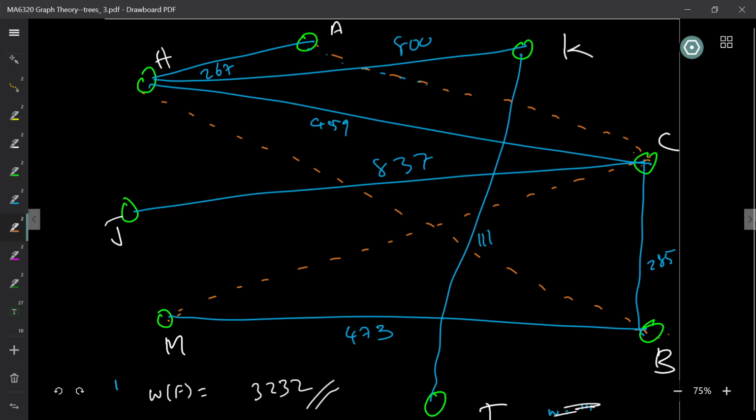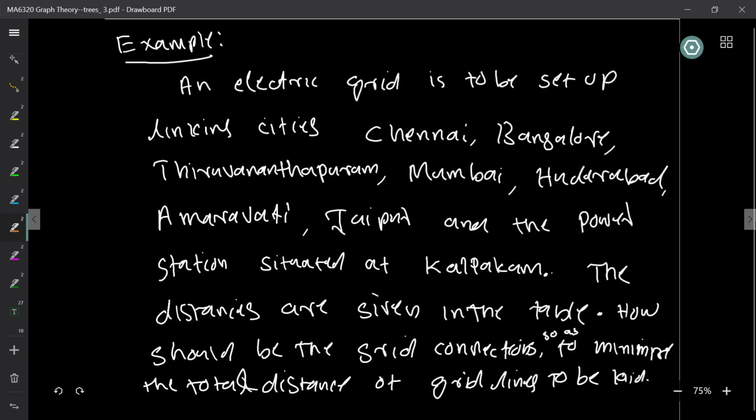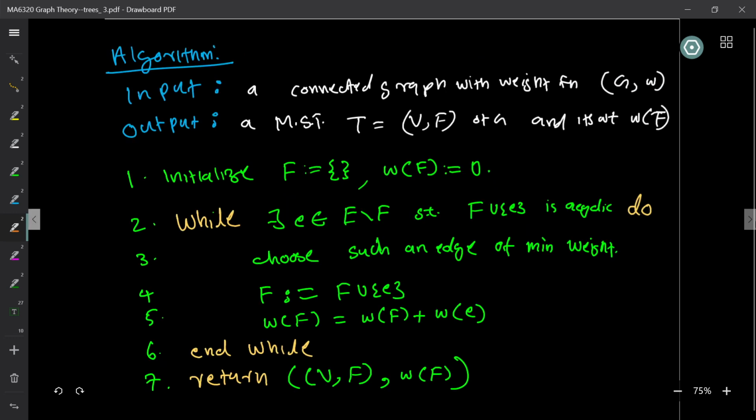Okay, so now let's try to see how we are going to prove this is the best possible, right? So let us see what does the algorithm actually say, right? How does the algorithm function? So the algorithm starts by saying that okay, when we pick an edge, it does not create a cycle, right? That is the while condition. The condition for the while loop to run says that when I add the edge e to the F, then it is not going to create a cycle.